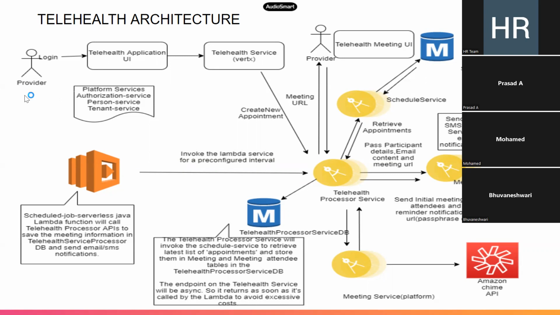If we look at this architecture diagram, you can see that a user can log into the telehealth application UI, and then create new appointments and attend meetings. All the calls from the UI to the backend services are routed through the telehealth Vert.x layer. We also have Lambda jobs running at pre-configured intervals, which pick up the appointments that are in the database and send out notifications.